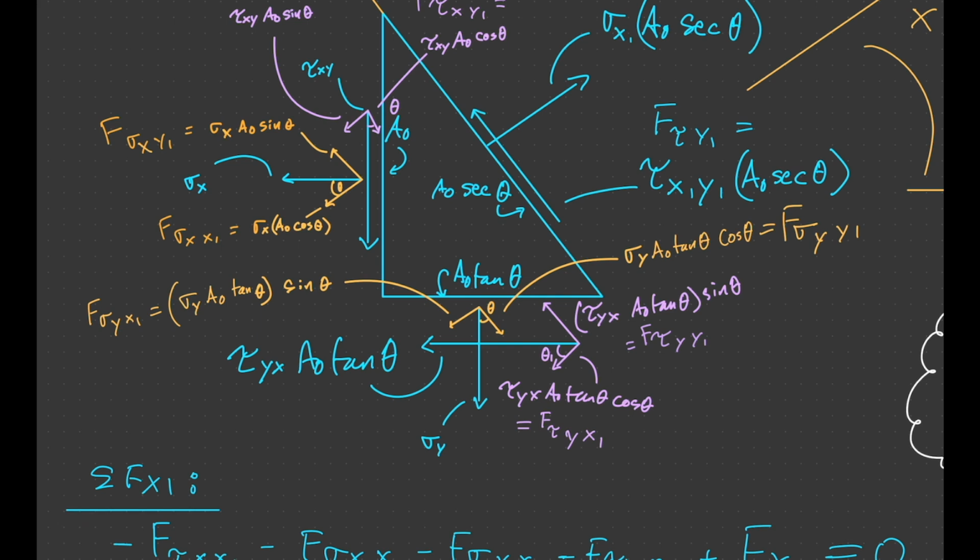Right, so now if we're talking about this stress right here, stress y, the stress on the y plane acting normal, then stress y times A naught tangent theta gets you the force. This component is the force, and then cosine theta gives its y1 direction component. So it's the force due to stress on the y plane in the y1 direction.